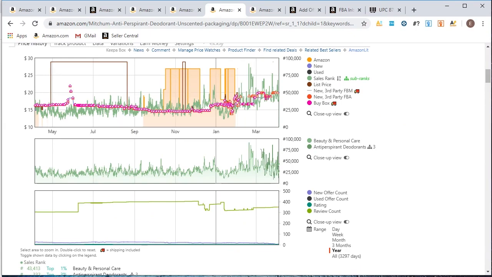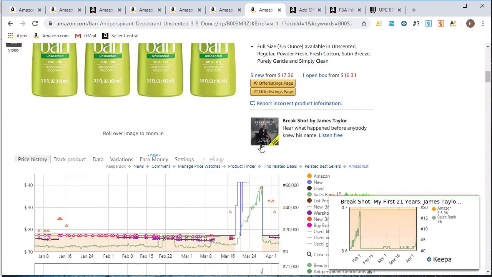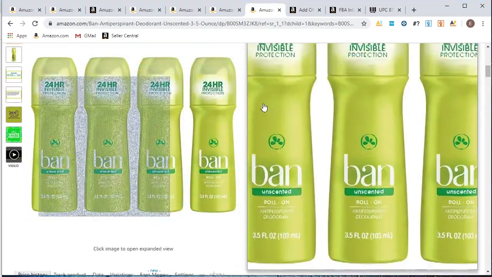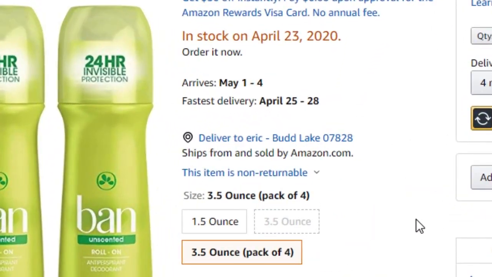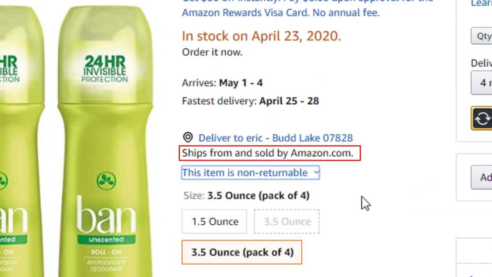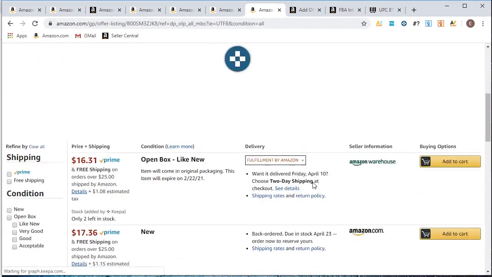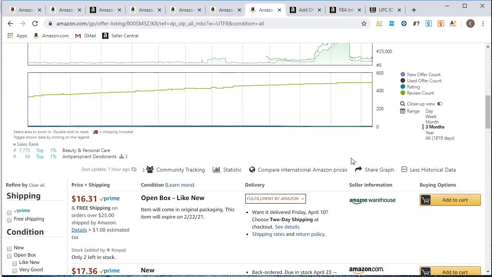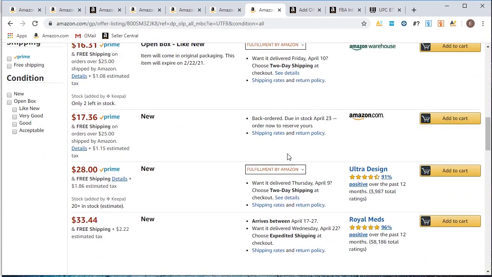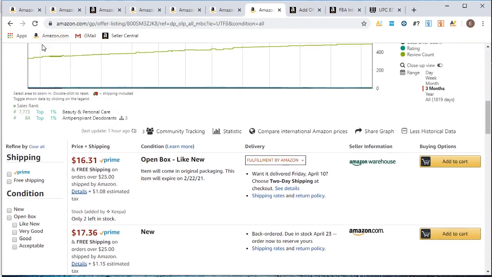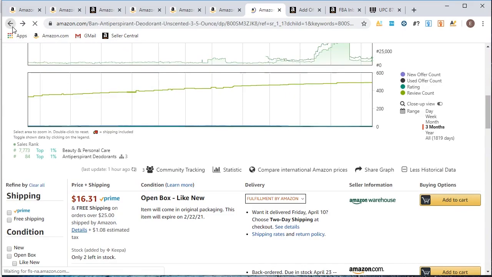Now, the last listing we're going to look at when you're analyzing Keepa is a listing where Amazon is dominating the buy box. So here we have a product that's currently shipped and sold by Amazon. It has four other sellers on it. Let's just take a quick look at those four other sellers. So Amazon Warehouse Deals is on it in an open like new box. And then Amazon has the buy box, even though they're back ordered at $17.36. And then Ultra Design, he's $10 higher. He's just priced ridiculous. He's never going to win the buy box at that price.